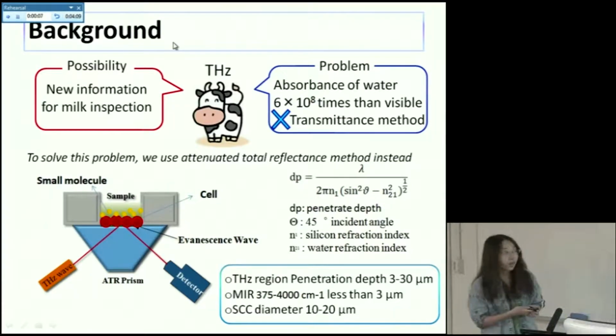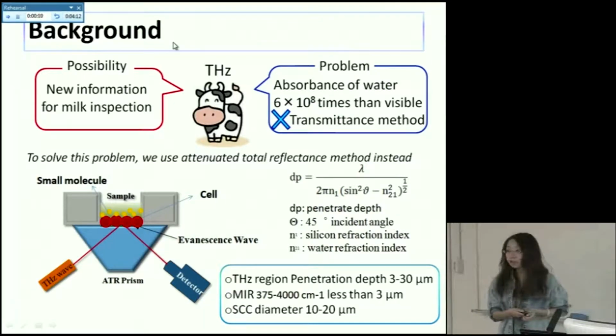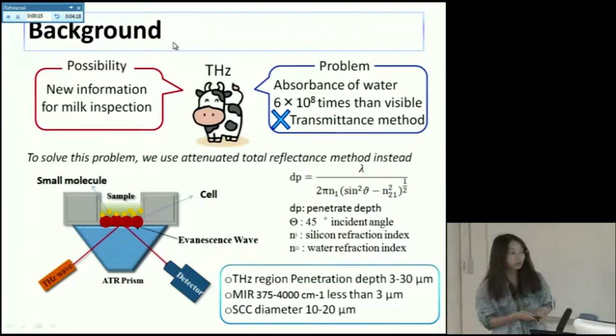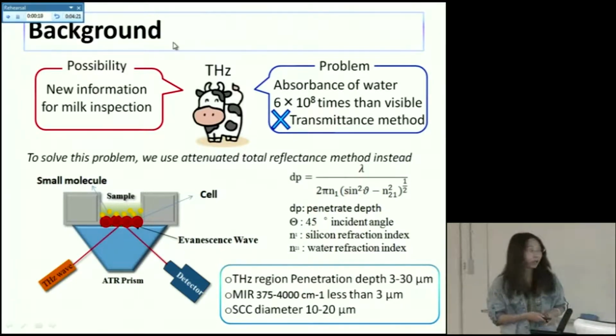Based on this equation, I estimated the penetration depth in the terahertz region is from 3 micrometers to 30 micrometers, and in the mid-infrared region it is less than 3 micrometers. As we know, the somatic cell diameter is about 10 to 20 micrometers. So it's just like this. The red one is a cell, and the yellow ones are small molecules, such as protein and other compositions. So we hypothesize that cell existence will influence the accuracy of milk composition examination.